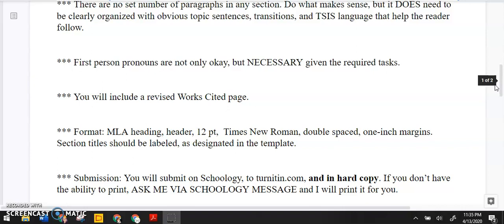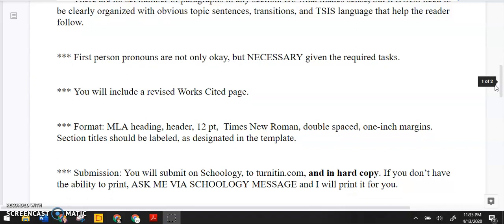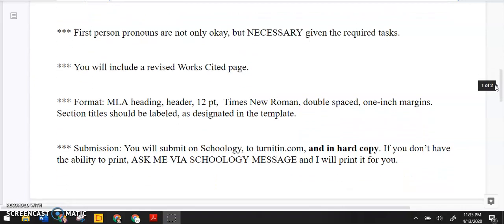This says you're going to submit via Schoology, Turnitin, and hard copy. Obviously, hard copy is not a thing this year. So you'll just be doing it to Schoology and Turnitin.com. All right. So now here's a better idea of what this is going to look like.